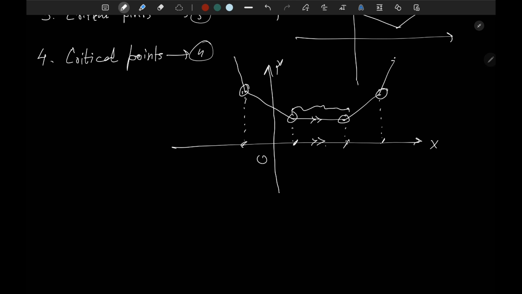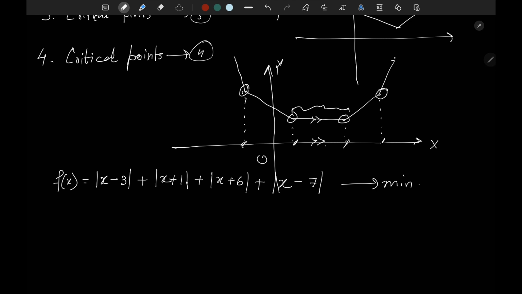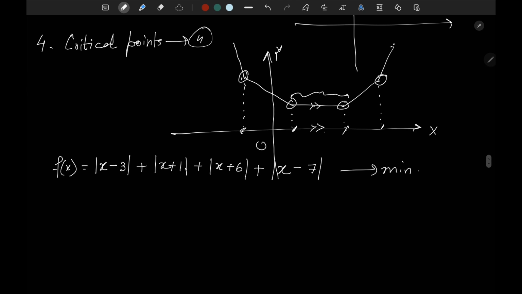Okay. So suppose we have a function given by f(x) equal to |x minus 3| plus |x plus 1| plus |x plus 6| plus |x minus 7|. How do you calculate the minimum value of this particular function? You cannot calculate or figure out all the straight lines in all these intervals. How many intervals will you have? You will have many intervals, right? And that will be very time consuming.